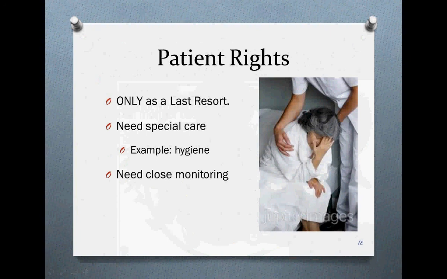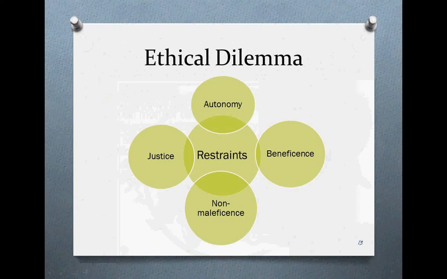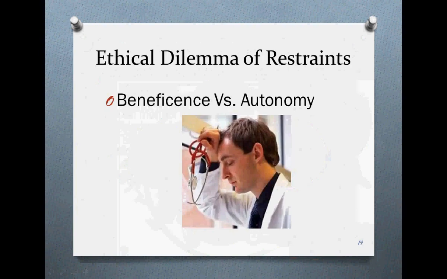So to move on, the ethical dilemma and decision making of using restraints. There are four values in making a decision in an ethical dilemma. These are autonomy, beneficence, non-maleficence, and justice. But the two most important values of these in using restraints are beneficence and autonomy. Most of the time, the use of restraints can be without asking the consent of a patient.